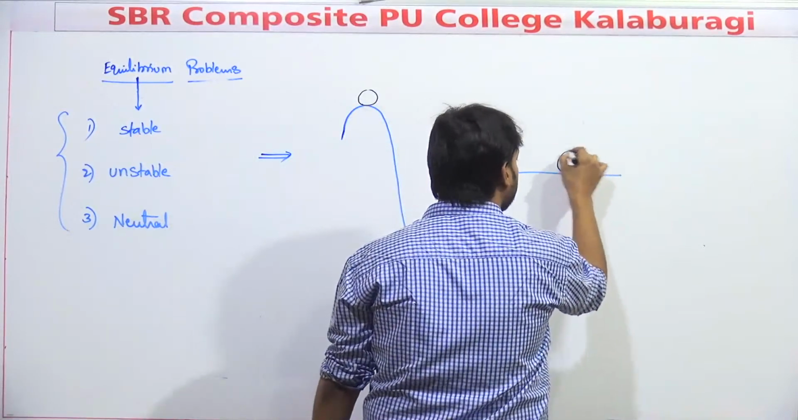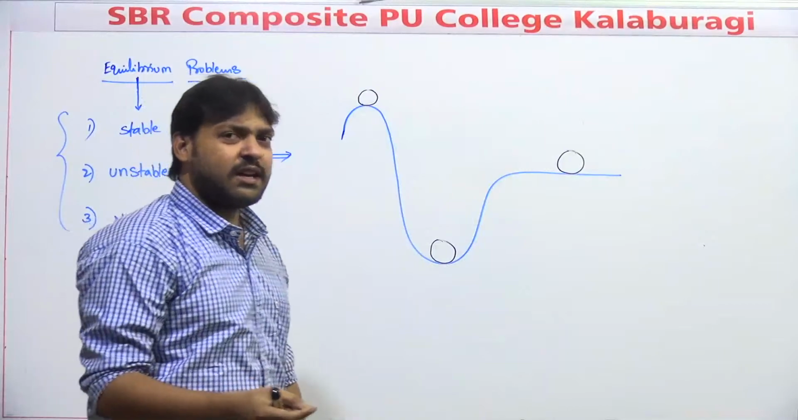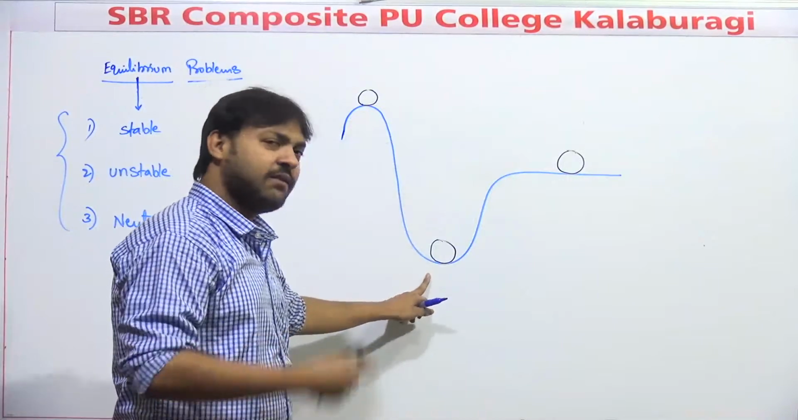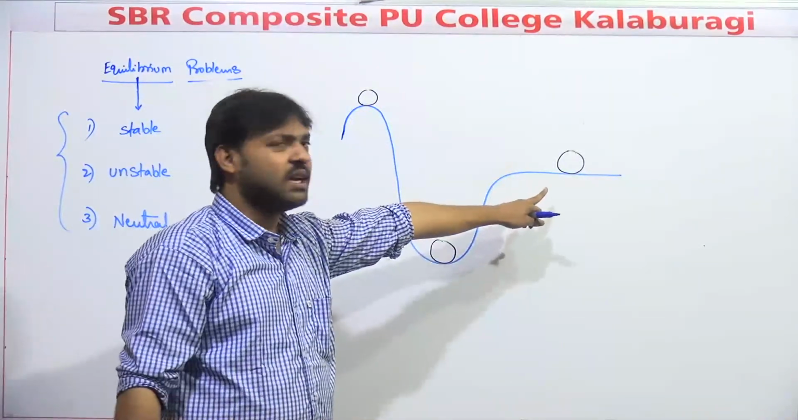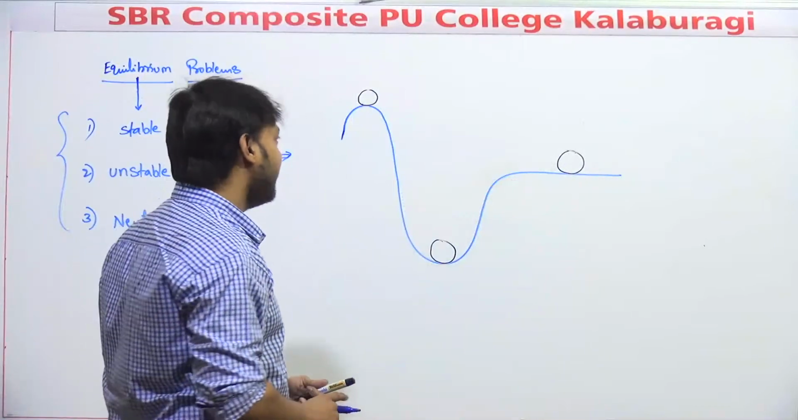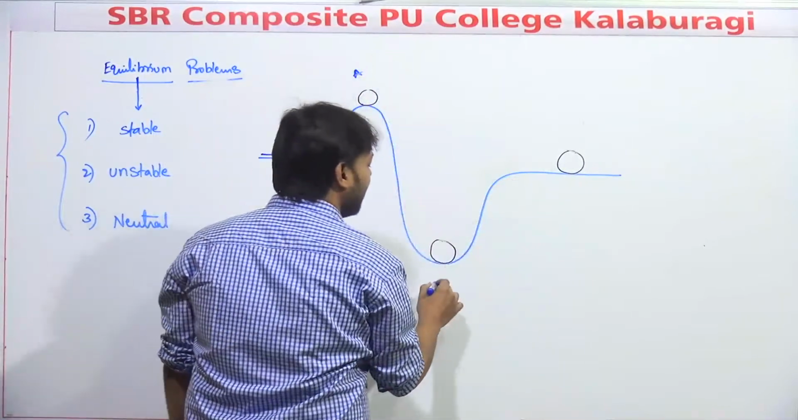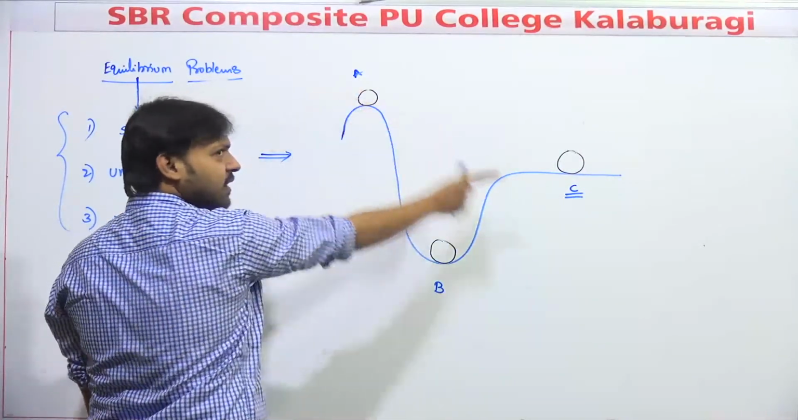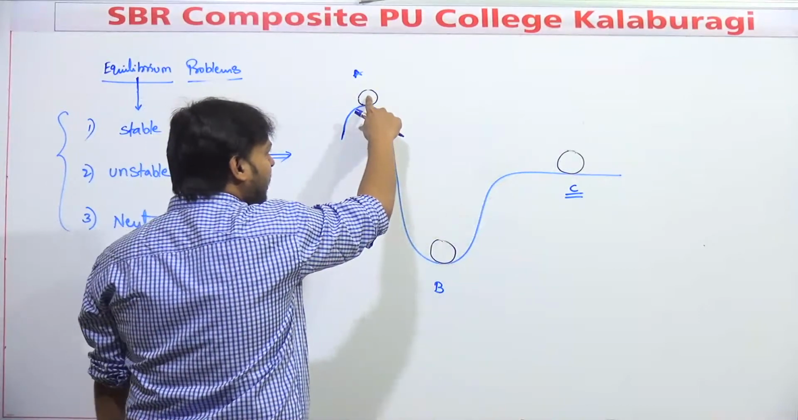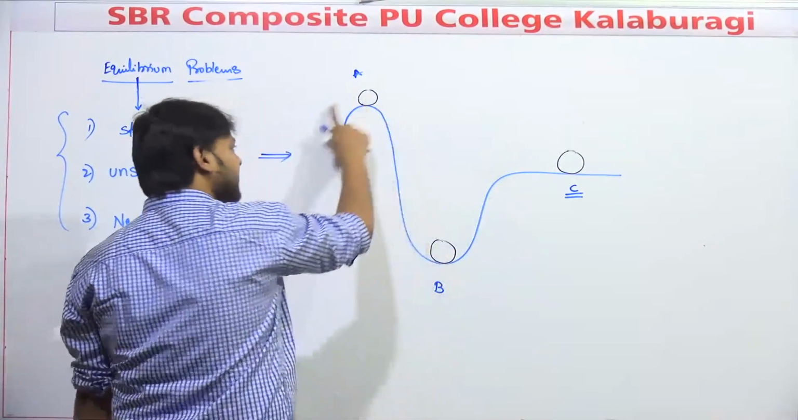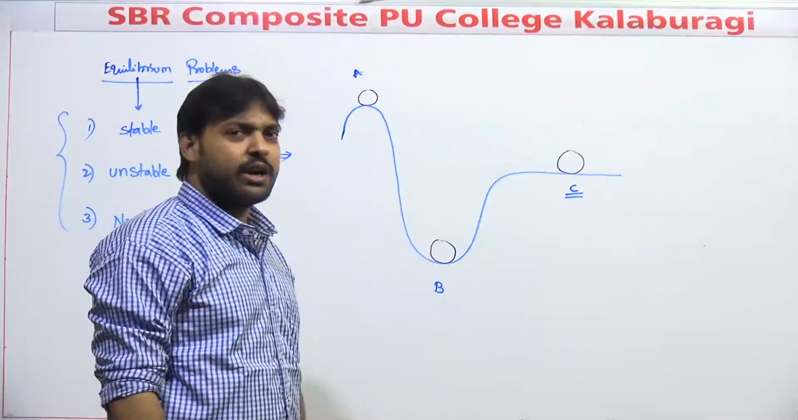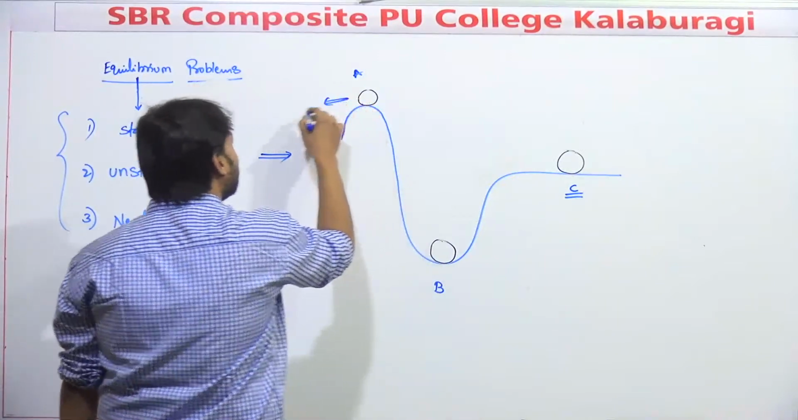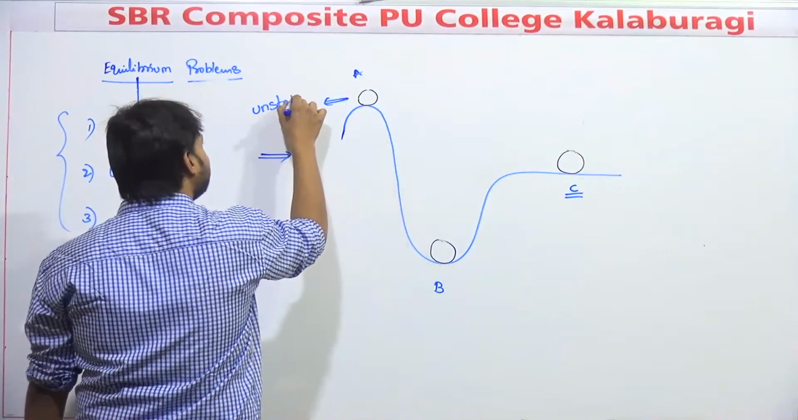place another body. Now what will happen if I give a small amount of force at this position for that body, at this position for this body, small amount of force at this position for that body? What will happen? So assume it is body A and B and it is C. Little force I give, what will happen? It will go to this position, right? So again it will come back to its original position? No, it won't come back to its original position, such that these situations come under unstable equilibrium.